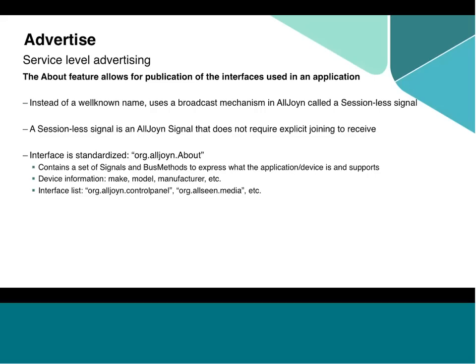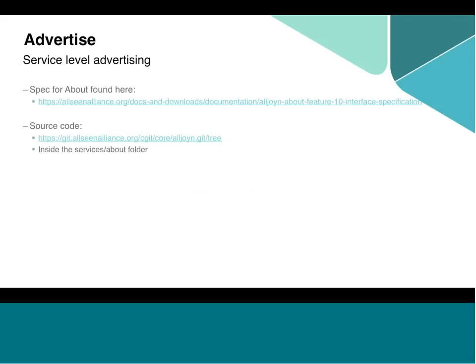Right? I can make this in a closed environment. I'll tell you the interface. You'll discover those interfaces, form connections, and then start to do something really neat. So part of the service level discovery, there's a spec that's been written for the About feature. You can look at that document on the AllSeen Alliance. You can go to the Git repository. You can pull down the service itself, or if you pull down the AllJoyn project, it's embedded inside of it.